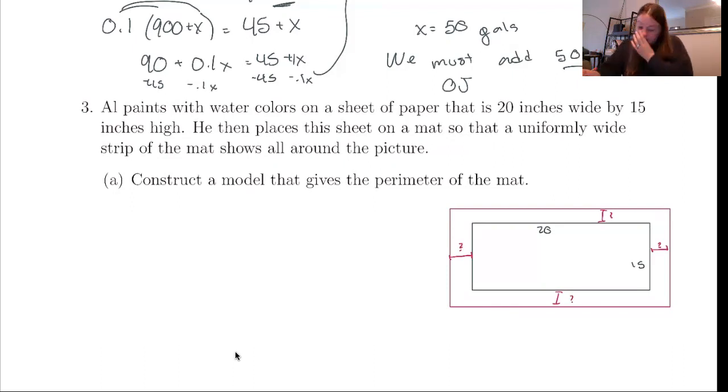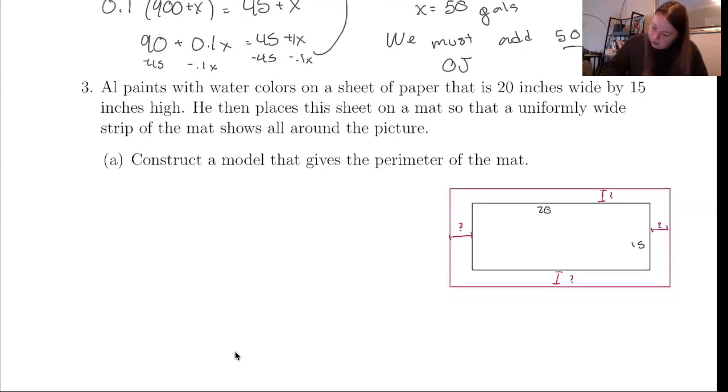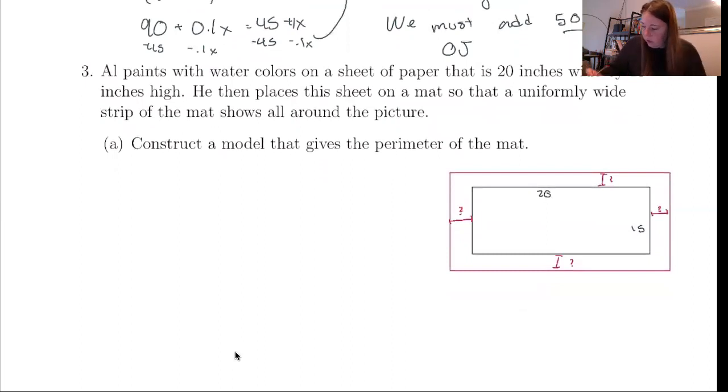All right. He put, blah, blah, blah. Construct a model that gives the perimeter of the mat. Okay. Perimeter of the mat. So this sheet of paper, it's not changing at all, right? The gray piece of paper. What's changing is how big this mat is.